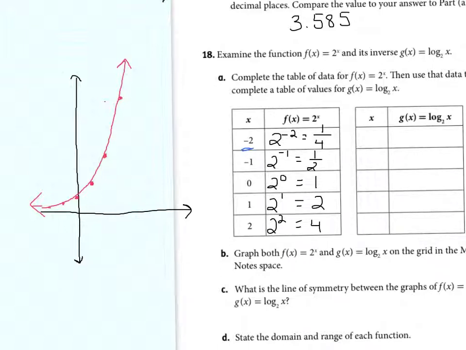X value of negative 2 and 1/4 was the y, so we're going to switch them. Switch your x and y. Switch your x and y. Switch your x and y. And switch your x and y. Let's see what happens on the graph. When x is 1/4, we're at negative 2 down, so down here.